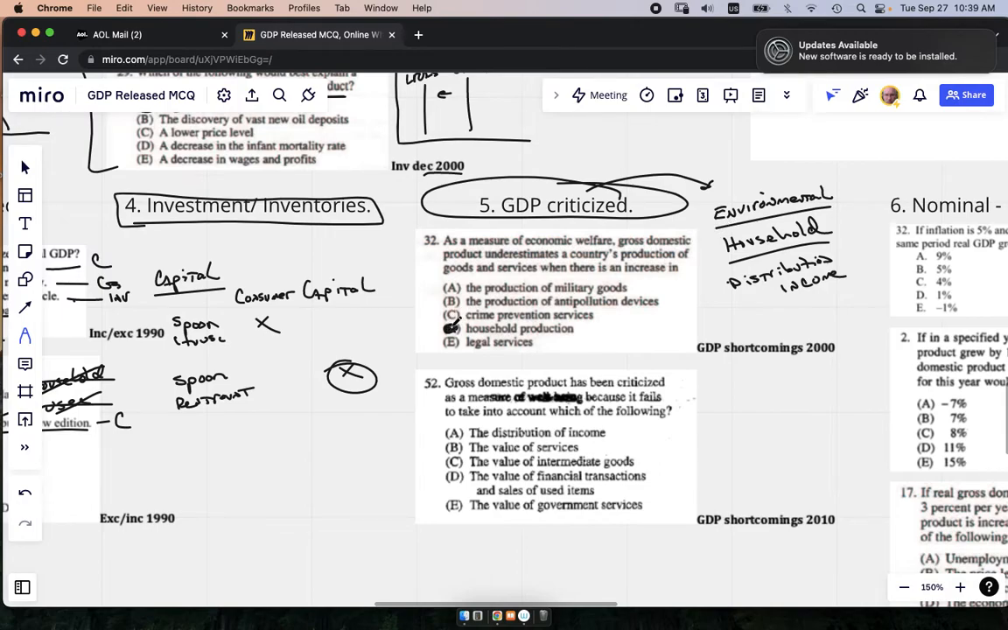Household production here for 32. As a measure of economic welfare, GDP underestimates. Think about that, underestimates. GDP is counting things, but if it doesn't count household production, we know stuff has actually been produced there. So the official measurement is lower than if you did add it. If you added it, the actual amount of production in the country would be higher. That's why we say it underestimates it. Again, you have to get used to their language. Tricky. Gross domestic product has been criticized as a measure of well-being because it fails to take into account distribution of income.